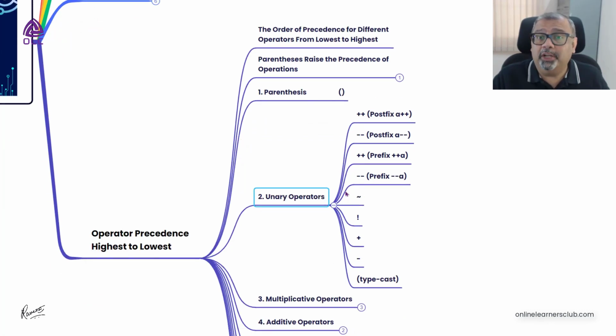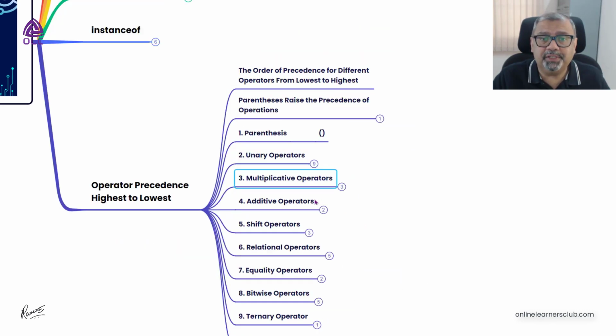Remember, a unary operator can have plus plus as a postfix or a prefix as well. If it is a postfix plus plus, for example, that would be the highest precedence, and the prefix plus plus would be the next level. So this is the simple order. After this comes the complement operator, then we have the not operator, plus, minus, and typecast. So there are different unary operators which come into the picture.